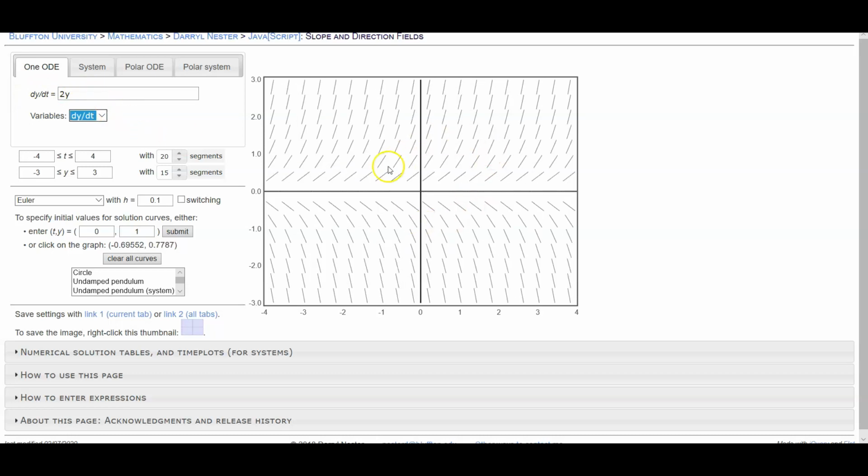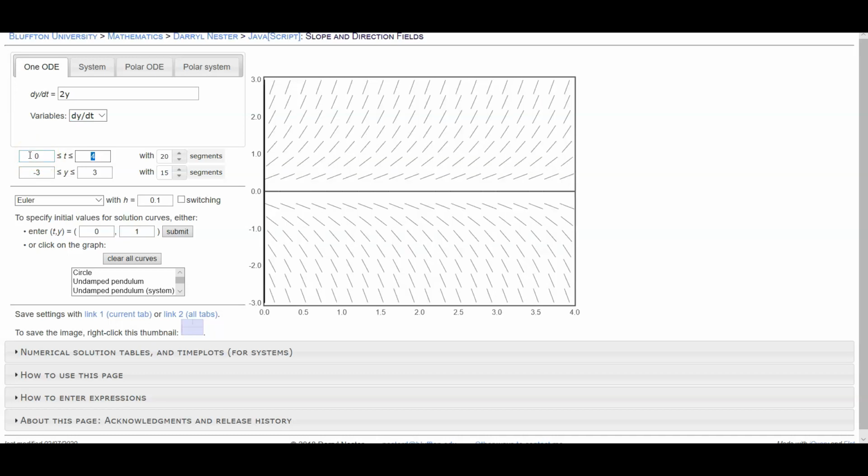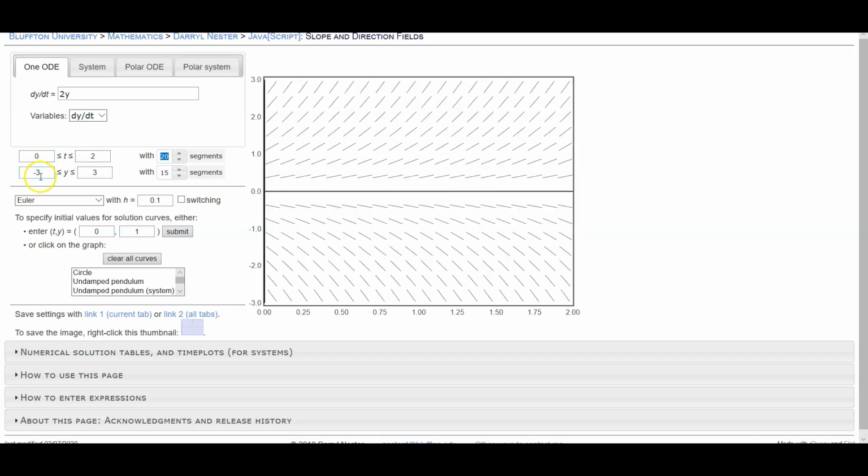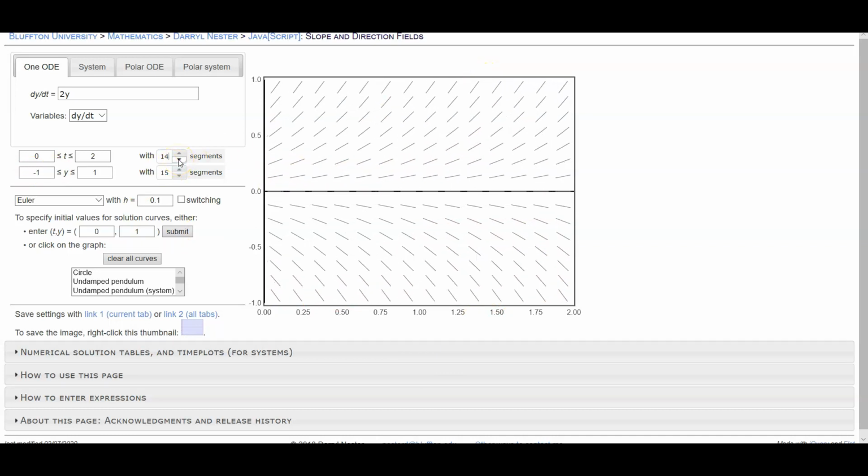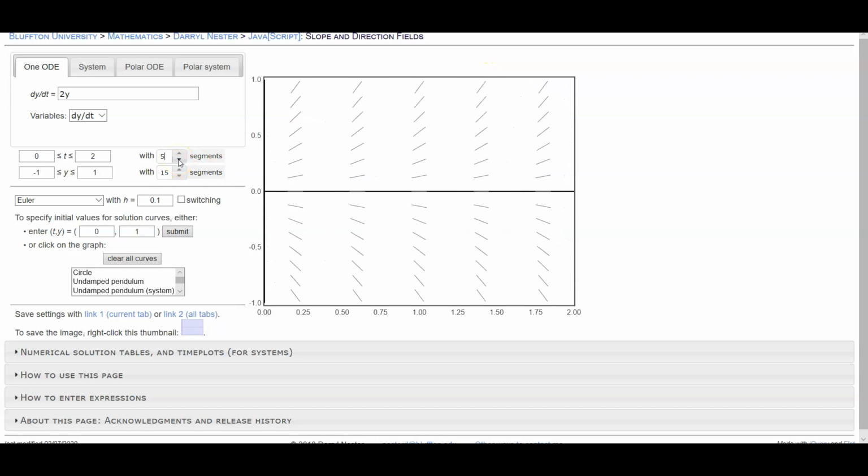Okay, so here we have it, and that looks very similar to what we came up with before, but you see that we want to limit ourselves, let's say, from t is 0 to 2, as we did in our sketch, and y going from -1 to 1. Now, obviously, this has a lot more vectors populated in there, but you see they follow the general behavior. And I could reduce the number of segments that I have along the t-axis.